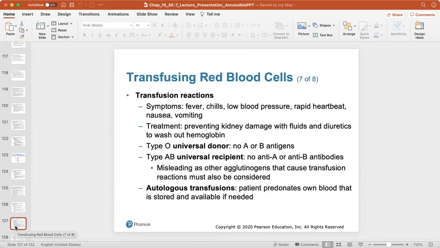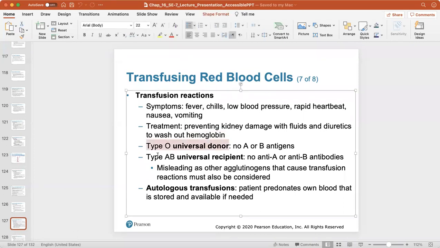Symptoms of a transfusion reaction could be fever, chills, low blood pressure, rapid heartbeat, nausea, and vomiting. The treatment is to prevent kidney damage with fluids and diuretics to wash out the hemoglobin, and give type O blood, which is the universal donor. Type AB blood is the universal recipient.